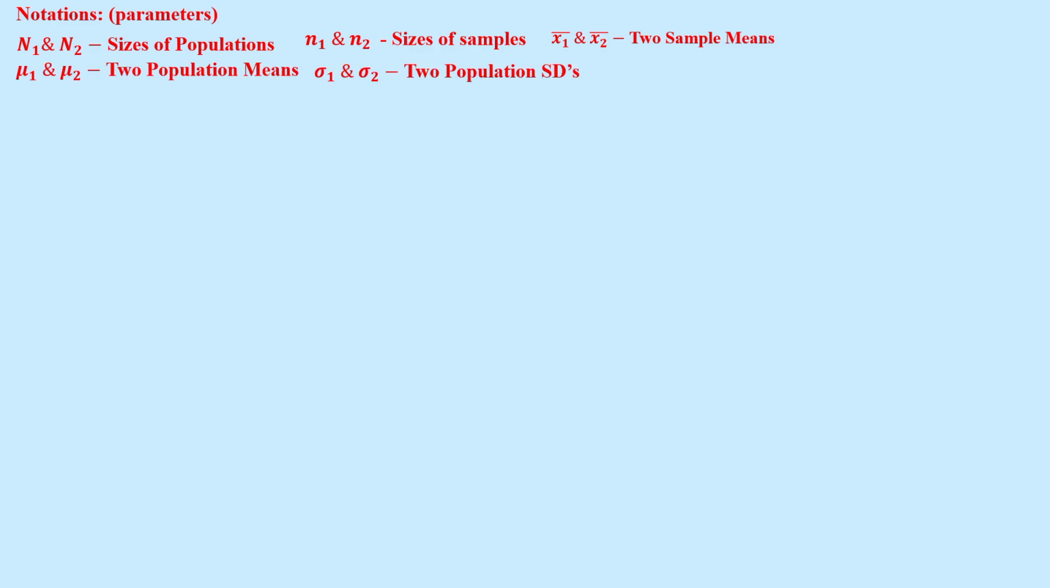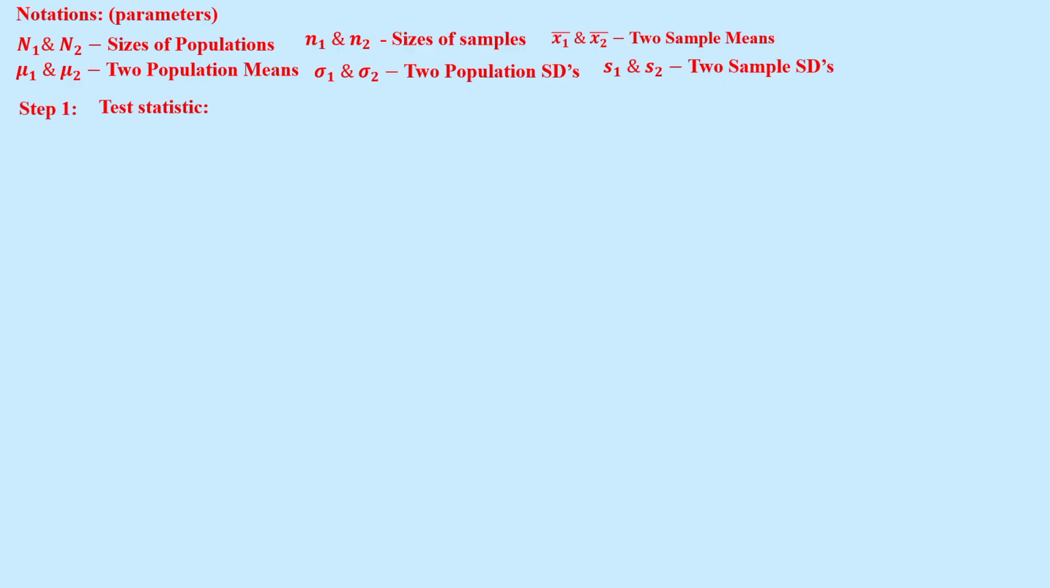So notations: N1, N2, we know, are the population sizes, and small n1, n2 are the sample sizes. Sample means x1 bar, x2 bar. Mu1, mu2 are the population means, sigma 1, sigma 2 are the population standard deviations, and small s1, s2 are the sample standard deviations.